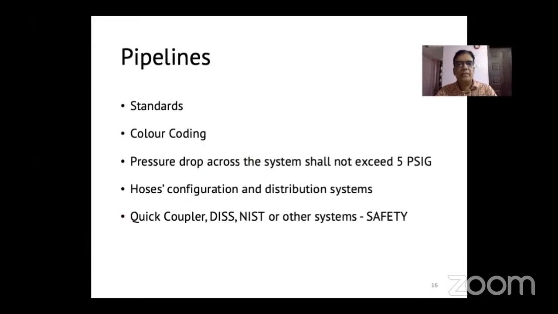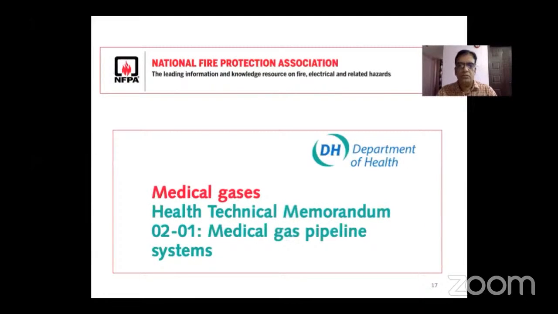With respect to the pipelines also, there are standards. We have color coding for the various pipes, the sizes, and the material they should be made of. We have non-corrosive material, and we want seamless connections. We also know about the hose configuration and distribution systems. There are recommendations that pressure drop across the system shall never exceed 5 psig. We also know about the areas where the gas reaches the patient towards the machine: the quick coupler, the DISS and NIST systems. All of them are based upon the safety requirements in the operation theater.